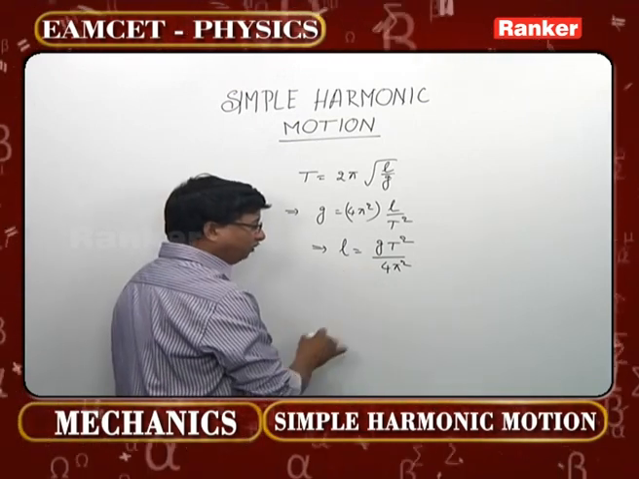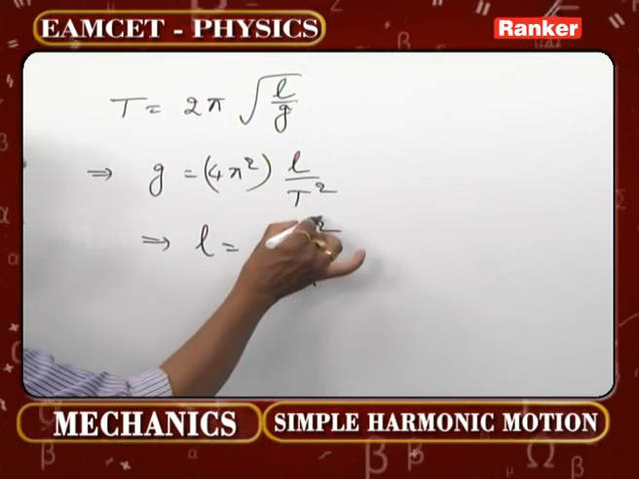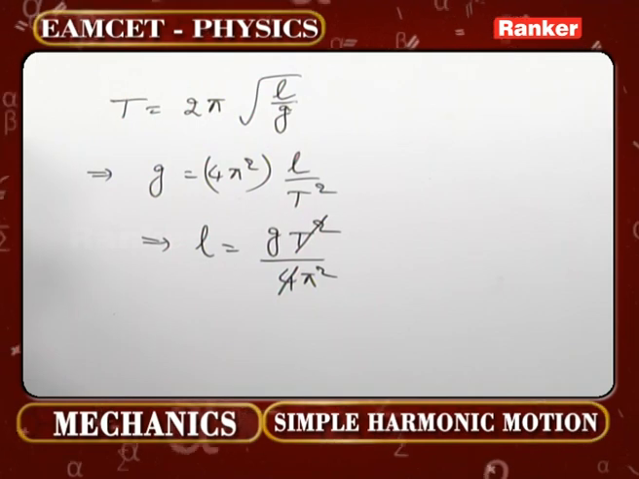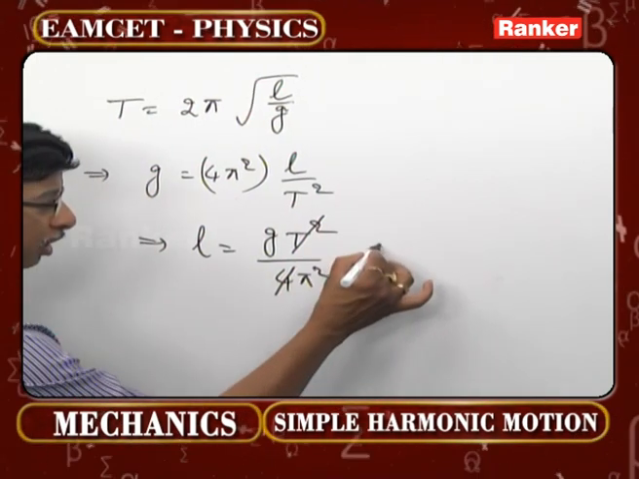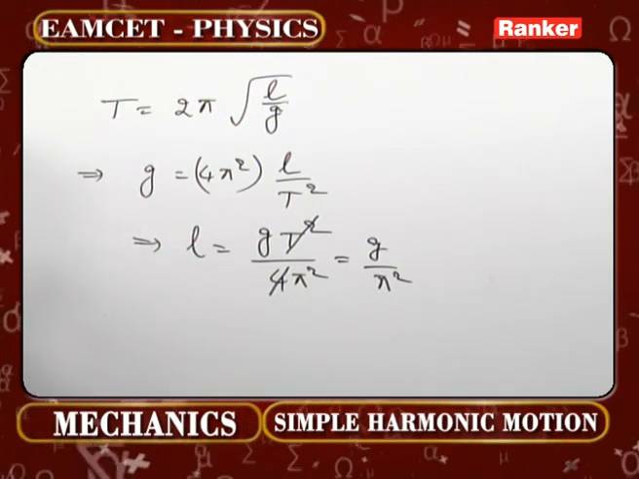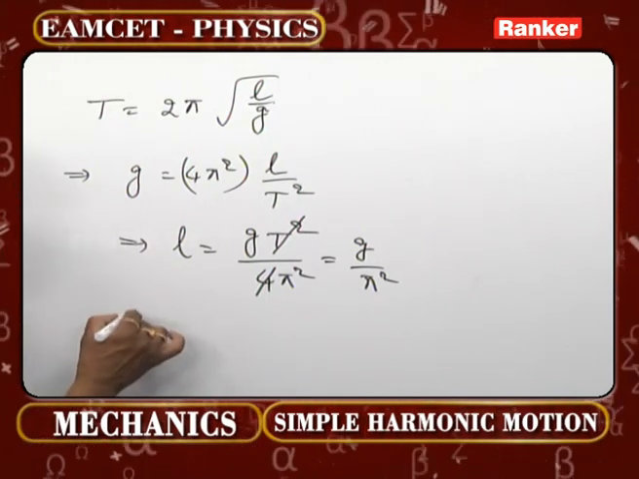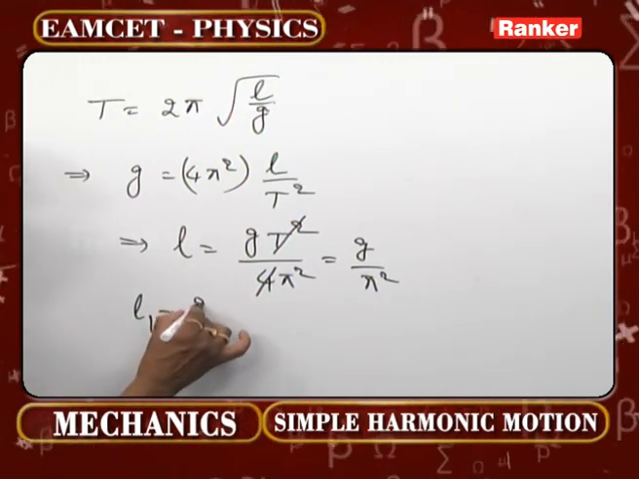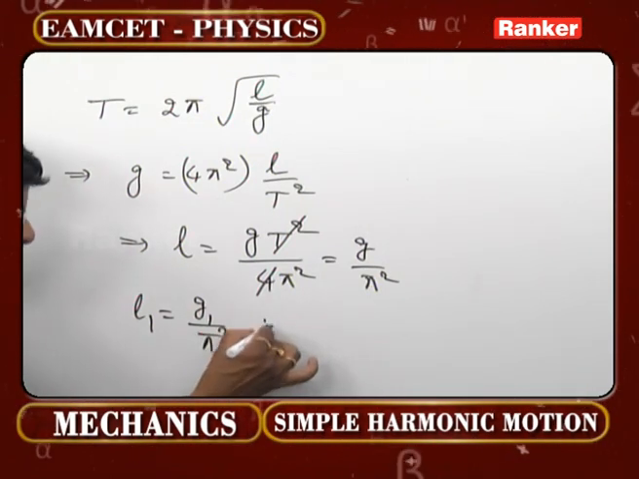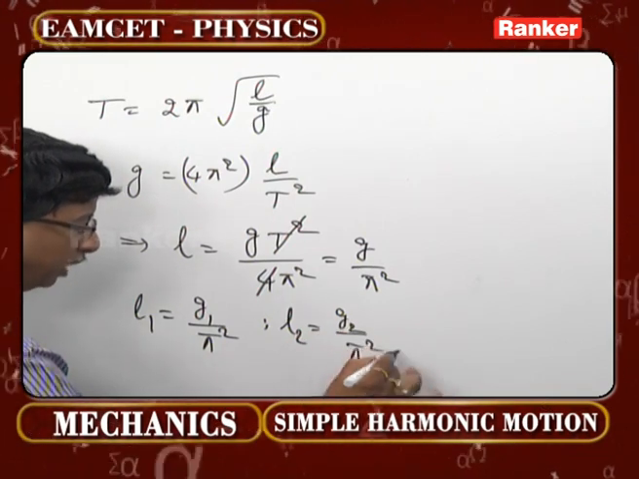Now the concept is, for a seconds pendulum, time period is 2 seconds. So 2 square will be 4, and this 4 and that T square get cancelled. Now what is left over? g by pi square is going to be the value of length of that seconds pendulum at a particular place as such. Now let us consider, at the first place I can write this as g1 by pi square. At the second place, L2 can be written as g2 by pi square as such.